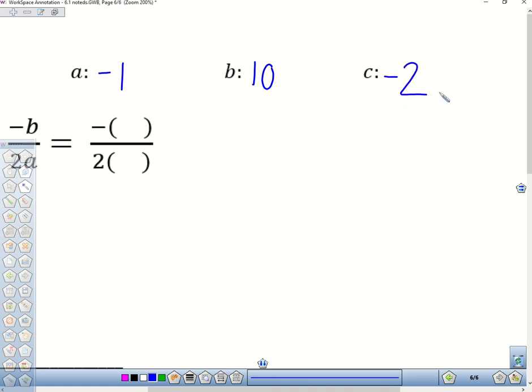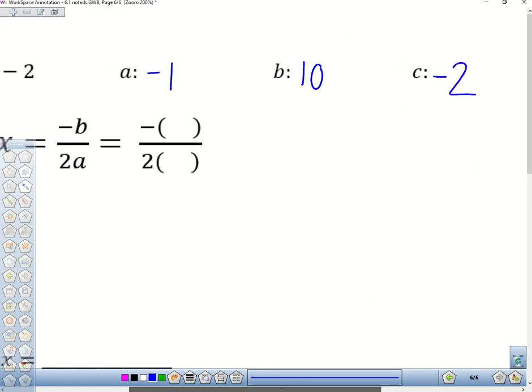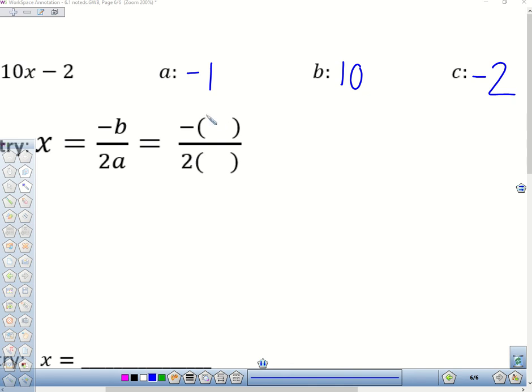My computer is running so slow. Once you have all of that, you're going to plug it into the formula. Your b goes up here, 10, and 2 times the a, -1. The 10 goes on the top and the -1 goes on the bottom, and we simplify. If your b value is positive originally, it's going to become negative. Then 2 times -1 is -2. It'll be positive 5. That's going to come out to x equals positive 5, because a negative divided by a negative is a positive.